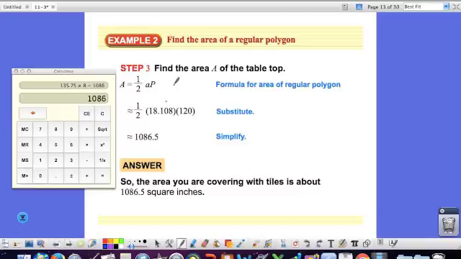I had a little bit different rounding because I did 18.1 instead of 18.108. They've used a slightly different approach here. 15 was the side length, and there were 8 of those sides for a perimeter of 120. Really what you're doing here is 1/2 times the entire base, all of those 8 put together, times the apothem, the height.